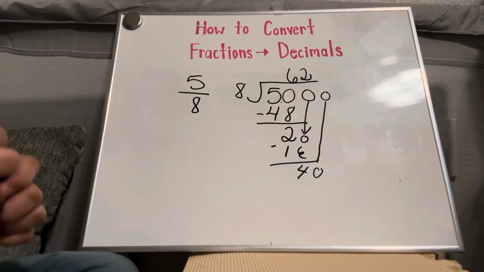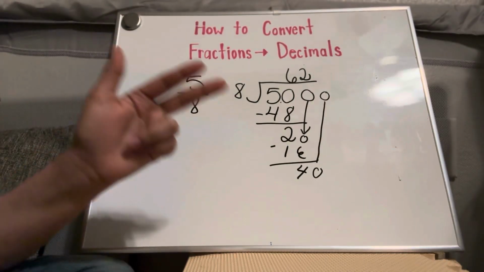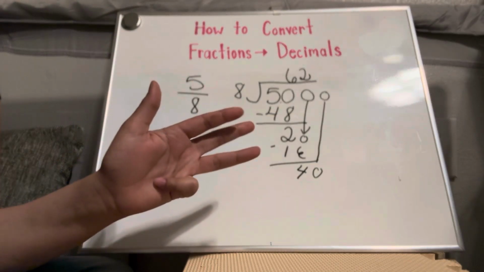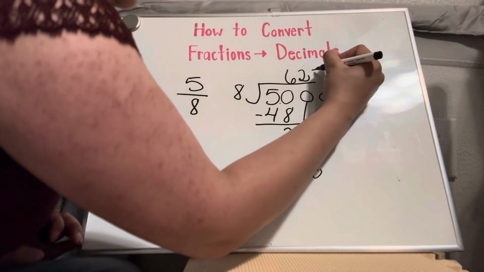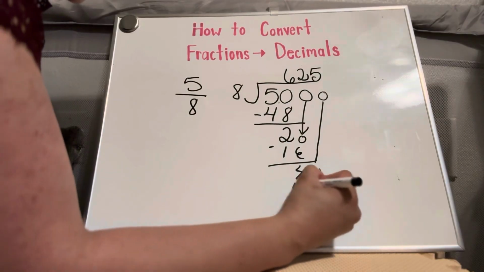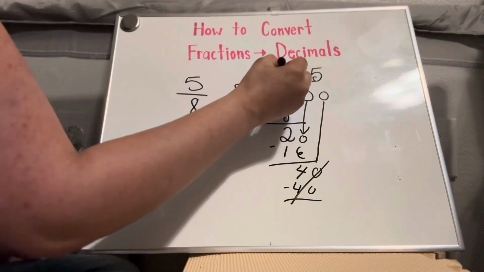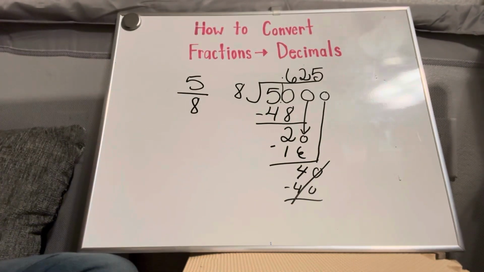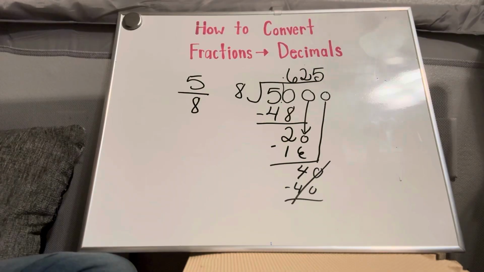We have 40. Now let's look at our list again. 8, 16, 24, 32, 40. Another magic 5. So we're going to put our 5 up here. And 40 minus 40. We're going to cancel that out. And we're going to bring up our imaginary decimal point. 625 thousandths. So that's going to be our answer here.